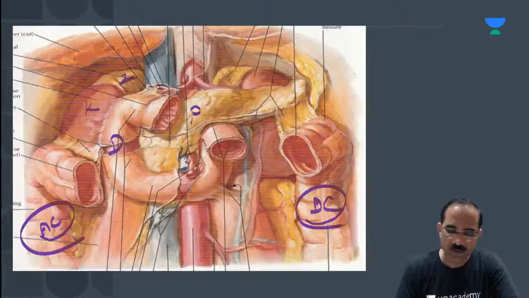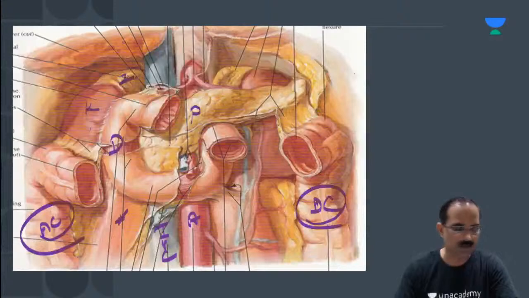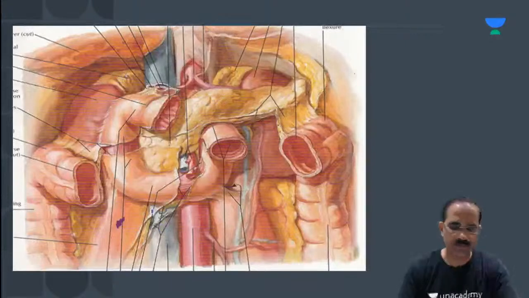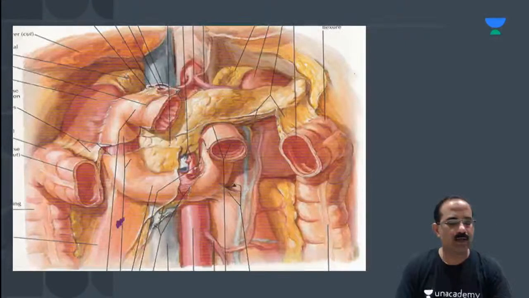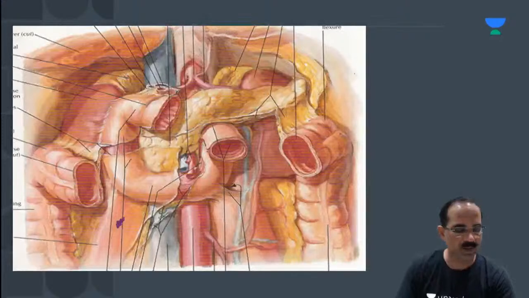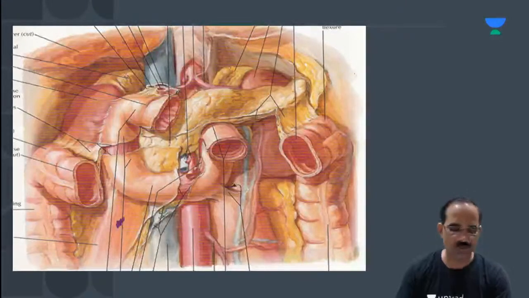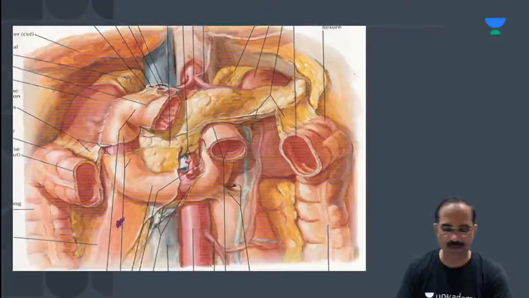Okay. Now who's this? Aorta. What's this? IVC. And what's this? Ye kaun hai, bol sakte ho? I just started this for you. What is this structure? Anyone? Bolo, students, what is that structure? Psoas. Very good, Faizan. That's psoas major.